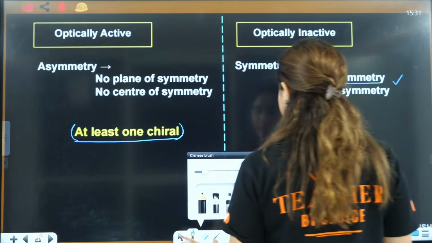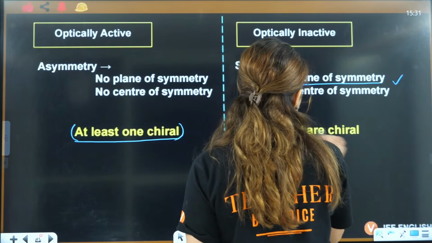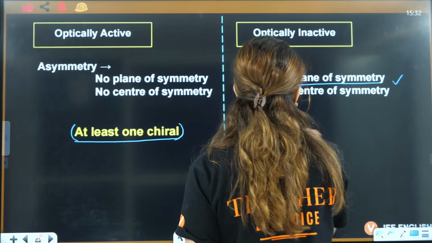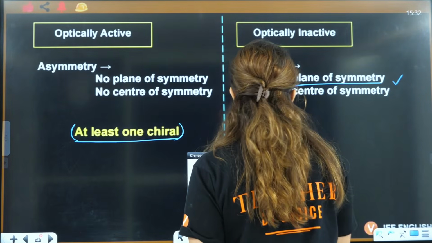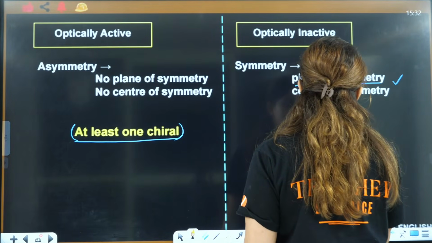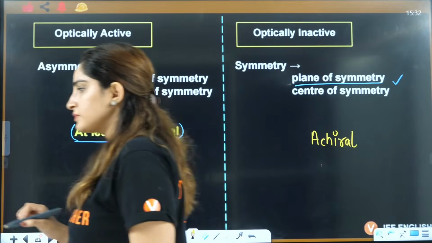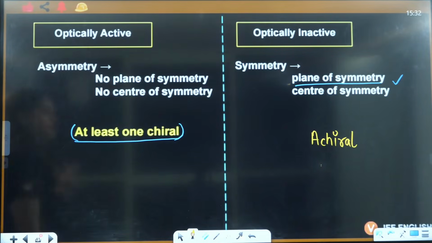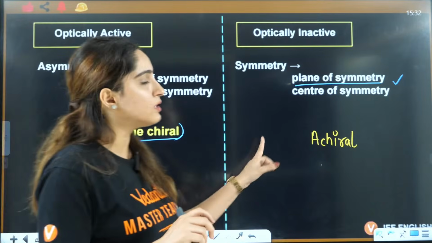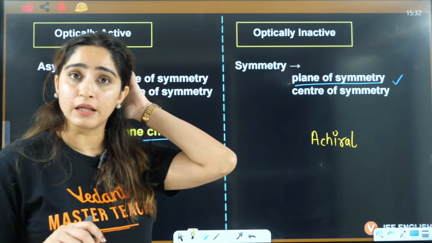Right? And this should be chiral. So two things are there. One is that at least one chiral carbon should be there. Right here, it should be a chiral carbon.